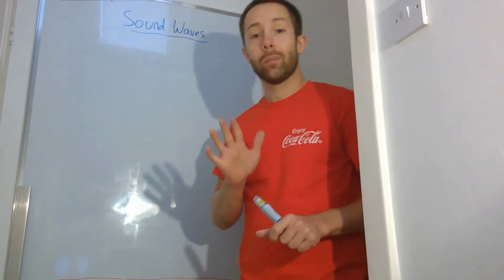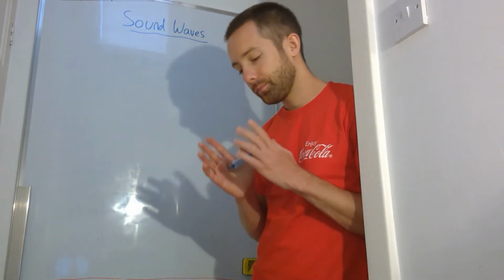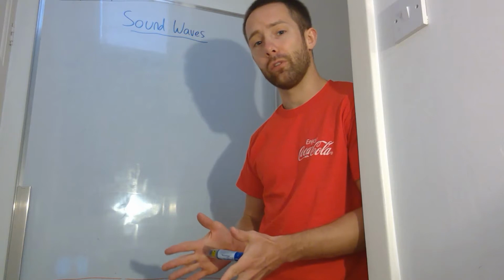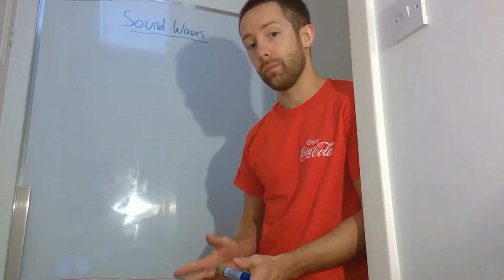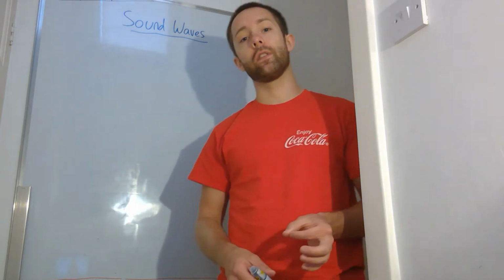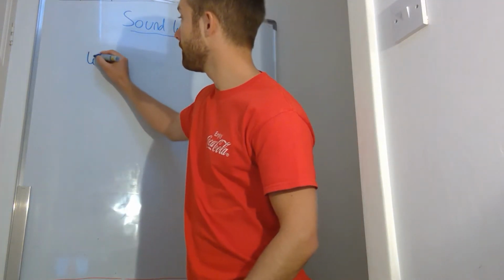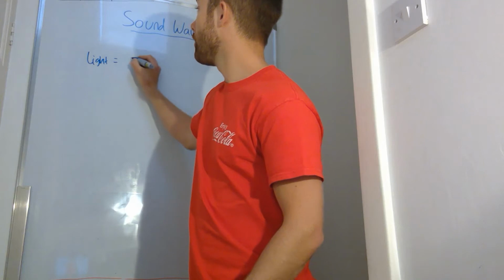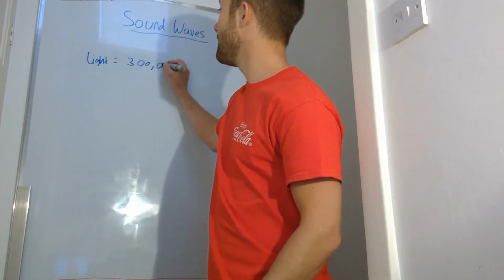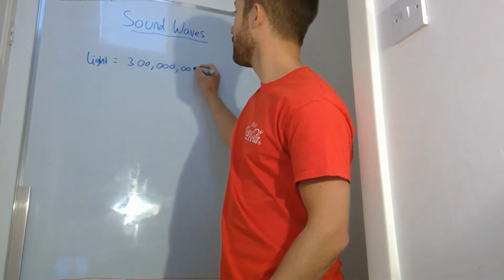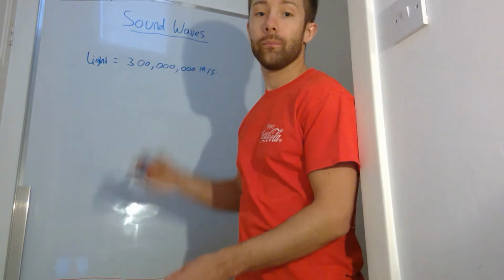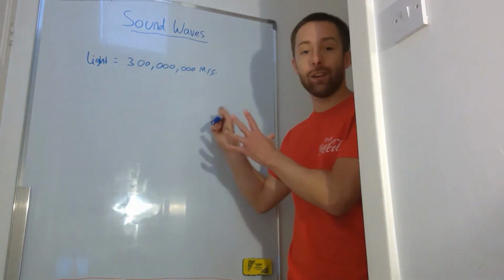Okay, so let's talk a little bit about the speed of sound. Now, you've probably heard of the speed of sound before, just like you've probably heard of the speed of light before, but they're two very different things. Now, the speed of light is extremely fast. The speed of light is 300 million meters per second, in a vacuum anyway.